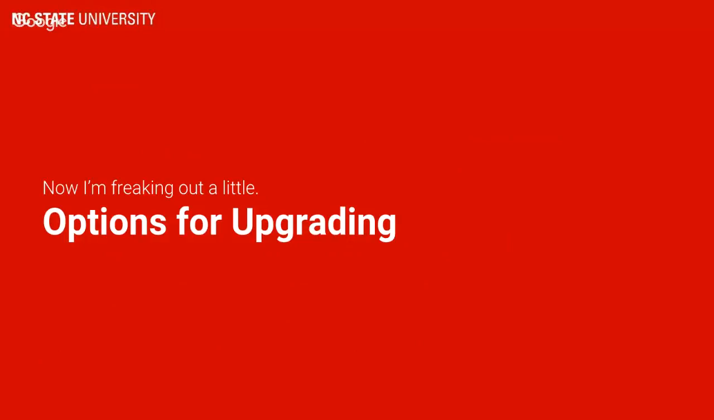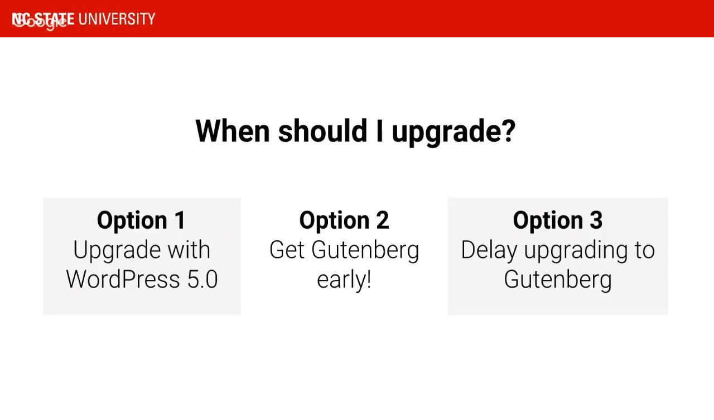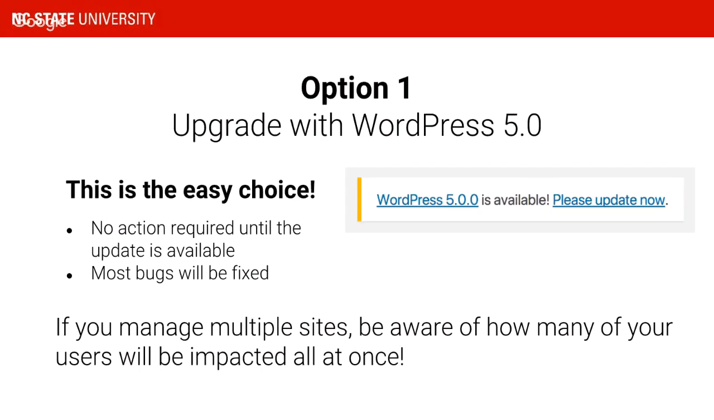So now, in case you're freaking out a little, there are a couple different options for upgrading. Option one is upgrade with WordPress 5.0. You can also get it early, or you can also delay your upgrading in the future. With option one, that means that one day in the future, WordPress 5.0 is going to come out. You're going to hit that upgrade button as you're probably used to. But everything's going to radically change, and you are going to get the primetime version of Gutenberg. And by that point, we would expect all the bugs to be fixed.